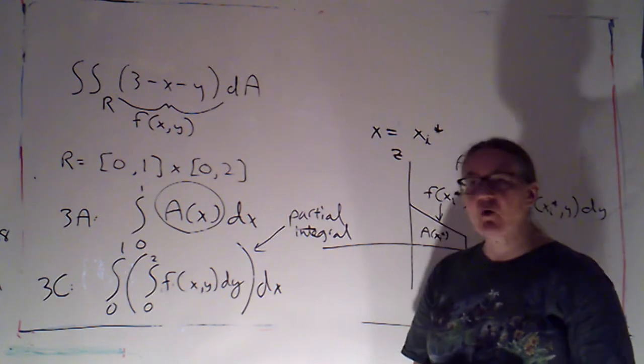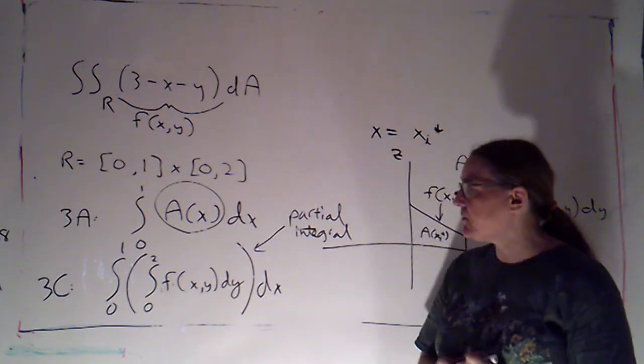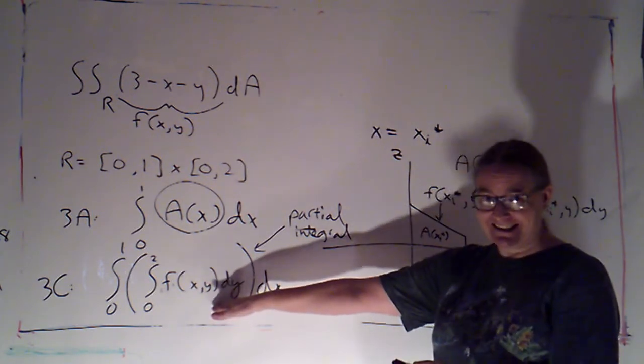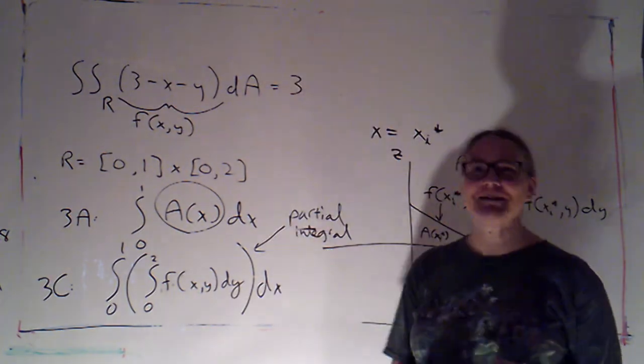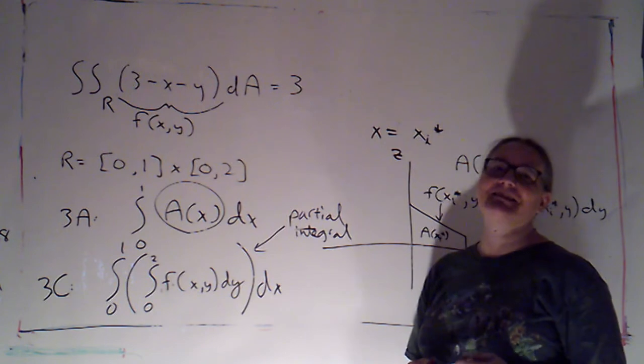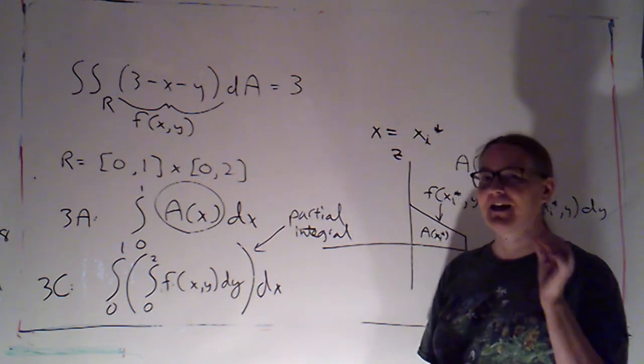We've been going for a while here, so I'm going to stop this video here, but we'll actually calculate this. Let's remember that we've gotten 3 when we did it the 3A way. We should get exactly the same thing doing it the 3C way, and we'll get that in the next video.